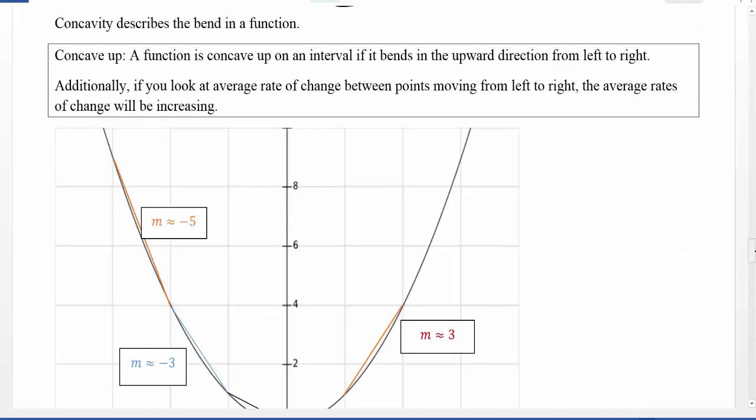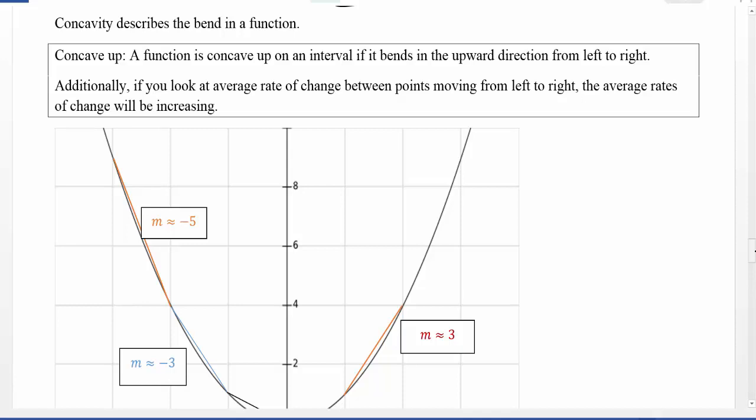The next concept we want to talk about is something called concavity. We're building our vocabulary to describe what happens on a graph. Concavity is going to describe how a function bends. So far, we've only looked at increasing and decreasing as terms used to describe a graph, so this will help us build a better vocabulary to better describe what a function is doing.